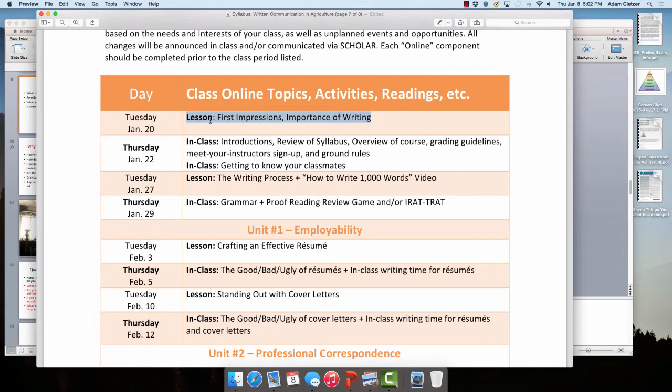You can see here that on the first Tuesday, you need to watch the first impressions / importance of writing lesson. And in each lesson, there's going to be a couple things that are always similar across the whole semester. The first is that there'll be a video of some kind, there'll be a reading of some kind, and then there'll be additional resources for you to look at if you need to. And then finally, there'll be a small assignment, which we're calling a comprehension checking assignment.